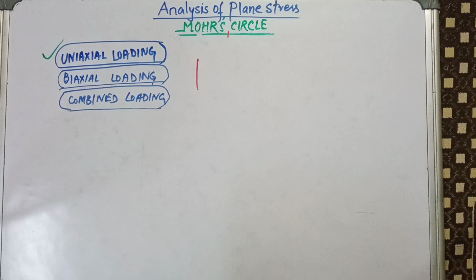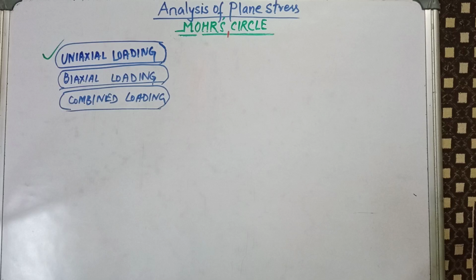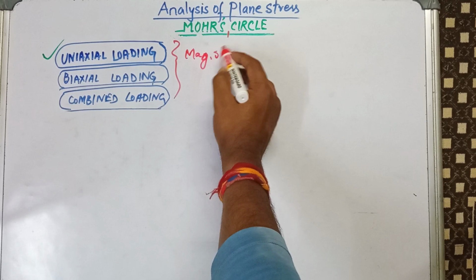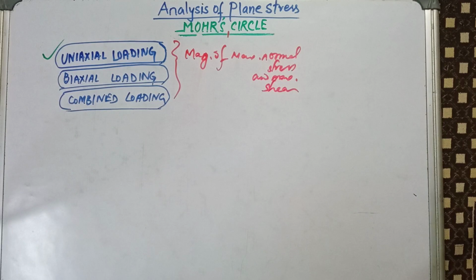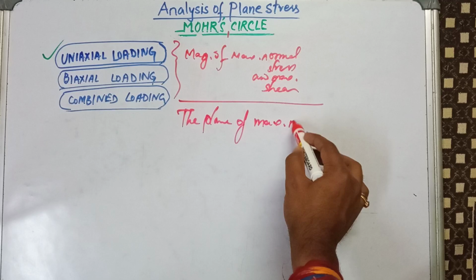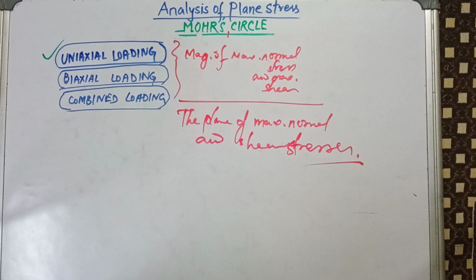First, let me tell you one important thing, that we need to find the state of stress and all those stuffs. Whether it's uniaxial loading, biaxial loading, or combined loading, our ultimate aim will be to find out the magnitude of the maximum normal stress and maximum shear stress, and also the plane of maximum normal and shear stress. Where these stresses are becoming maximum, it is very important for us to understand, because failure will start from there only, along those planes only.